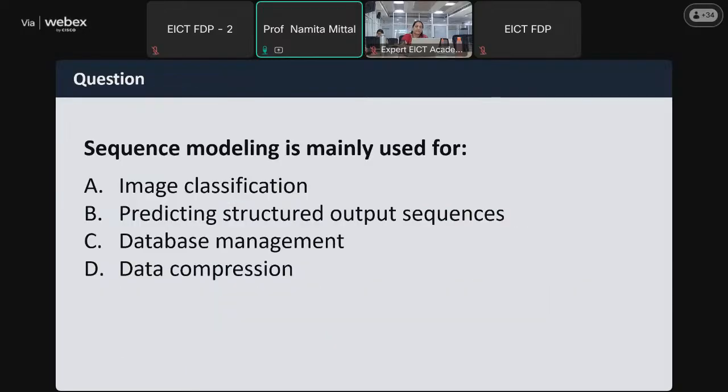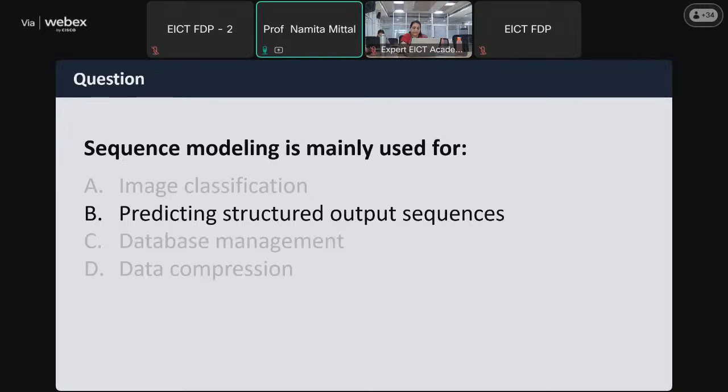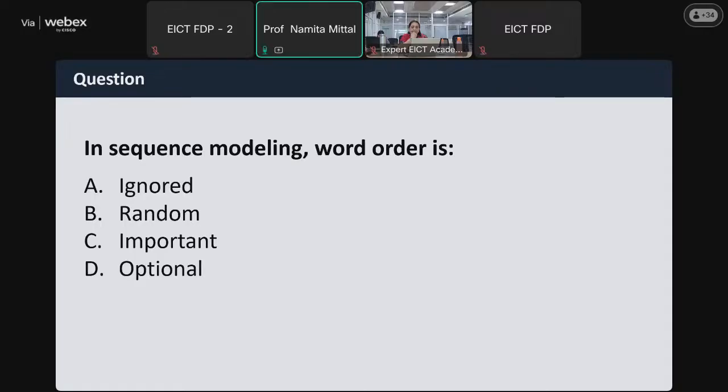Before we come to the next thing, we have some questions on what we have done so far in sequence modeling. Sequence modeling is mainly used for: is it image classification? No. Big no. Predicting structured output sequence? Database management? No. Data compression? No. So the answer is clear: it is predicting structured output sequence. Second, in sequence modeling, does word order matter? Ignored, random, important, or optional. The answer is C. Yes, you're right. It's C.